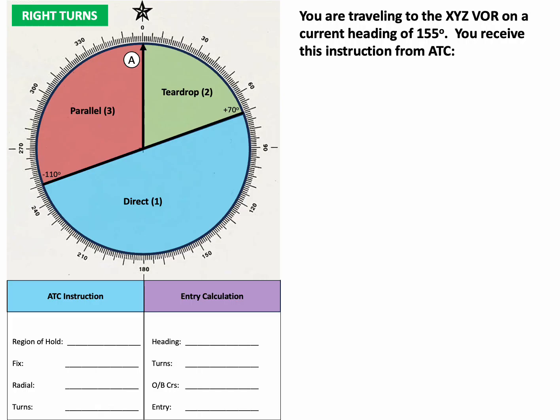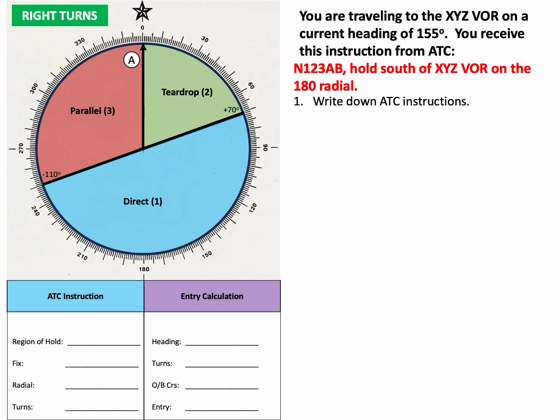Let's start with a common scenario you will find on the knowledge test. You are traveling to the XYZ VOR on a current heading of 155 degrees. You received this instruction from ATC: November 123 Alpha Bravo, hold south of XYZ VOR on the 180 radial. This is how you break down what you have just received.